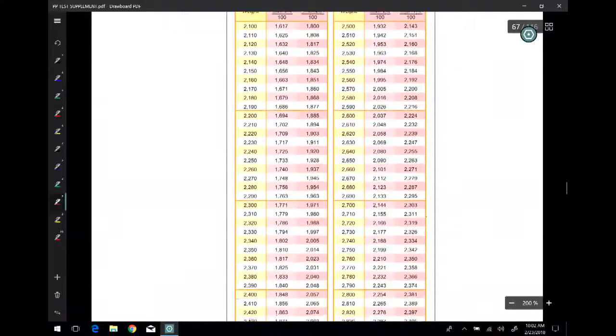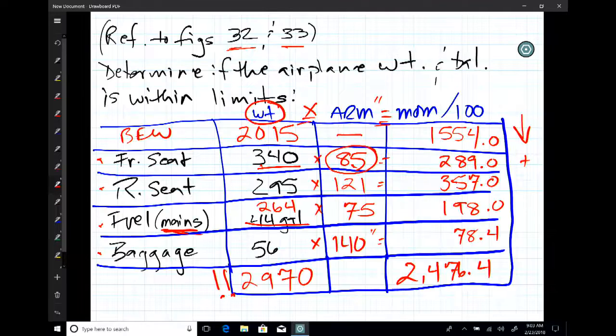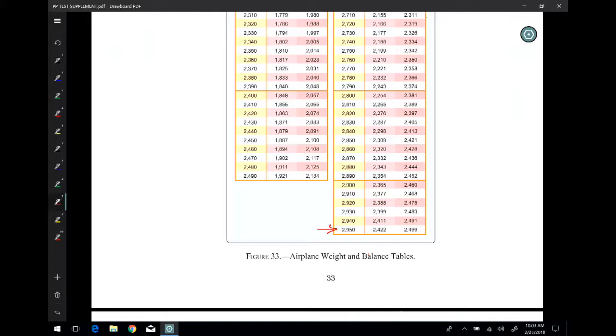Now then, we go back to this. If we look here at the very last entry that we have, the heaviest that we're given is 2,950. So what do we think about this number right here? This tells us that we're plus 20 pounds, meaning that we're 20 pounds overweight. So that is one condition, because remember, we have been asked about the weight and the balance. But now here, with this 20 pounds overweight, 2,970 pounds, this is the heaviest that we have.